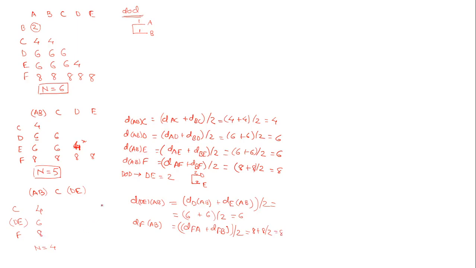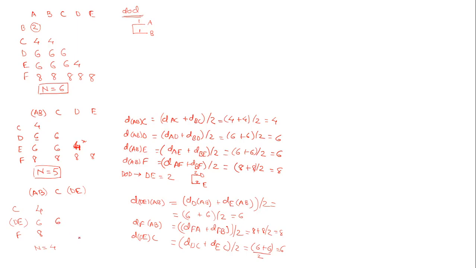Next we have the distance between DE and C, this column. What is the distance between this DE and C? So how do we calculate the distance between DE and C? We calculate it using the formula: distance between DC plus distance between EC, and then divide it by 2. What do we have? Distance between D and C is again 6, distance between E and C is again 6. You can check out the previous matrix, and we would divide it by 2. That will give you the value of 6, right? So therefore we would populate 6 over here.